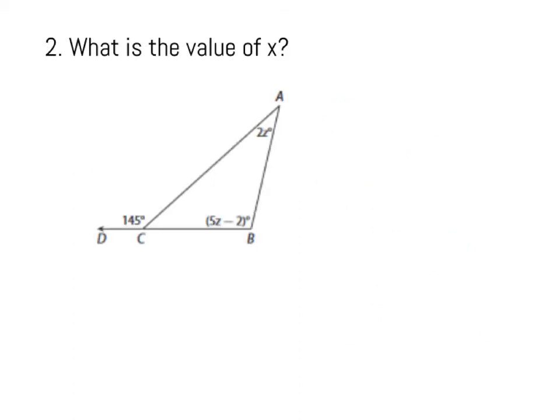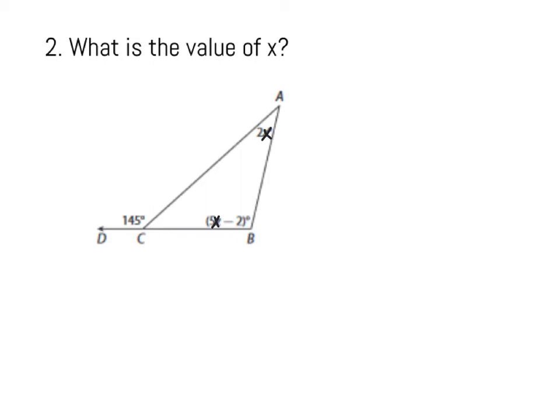For number 2, the variable in the diagram says z, but you can just think of it as x. So like angle A says 2z, but you can think of it just as 2x. Instead of 5z, you can think of it as 5x. So go ahead and solve for x for number 2.